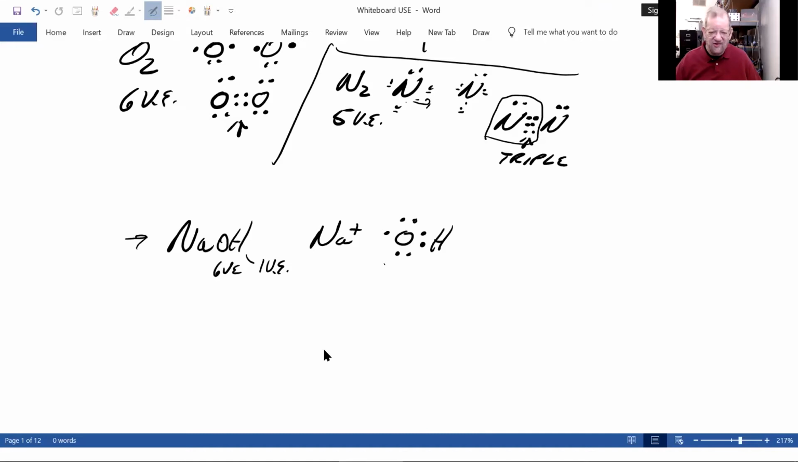Well, this oxygen doesn't have 8, it has 7. But wait, where did the electron that the sodium has, because sodium has 1 valence electron, go? It went over to the oxygen, and this forms this anion, because now it has an extra electron. And that's how you do it.